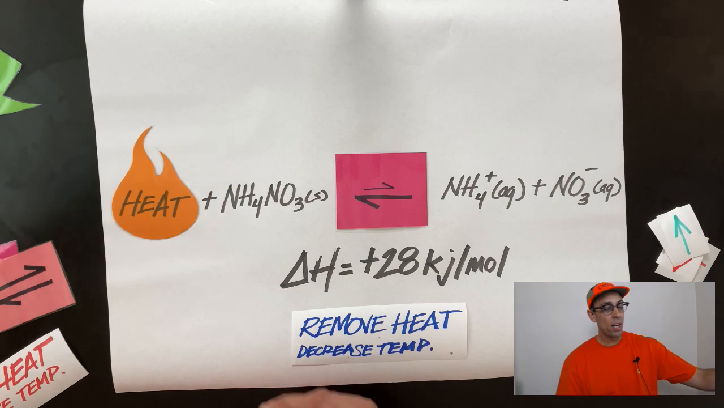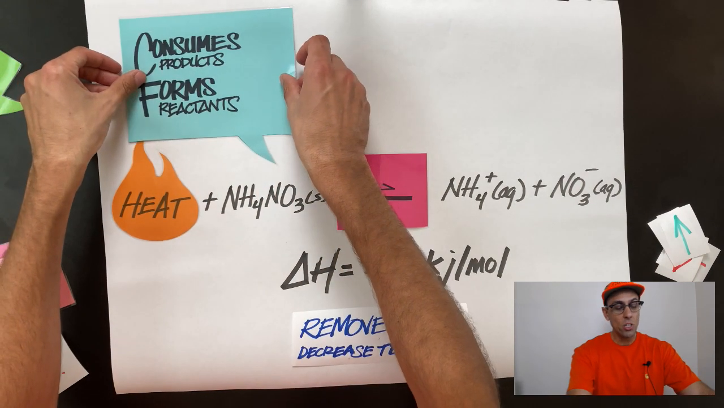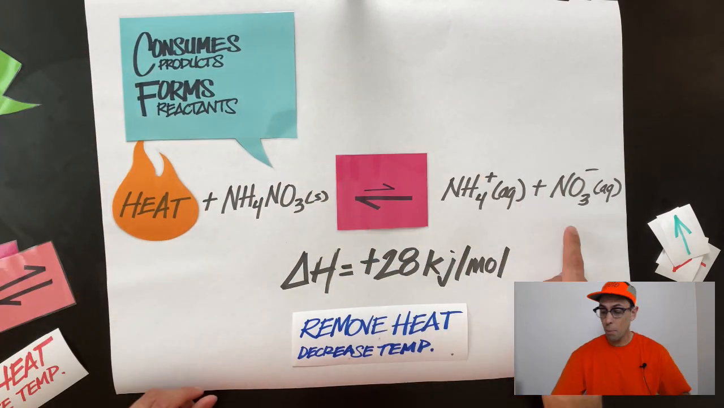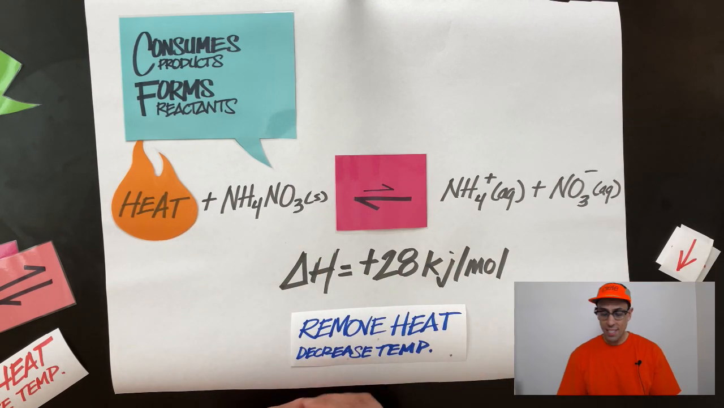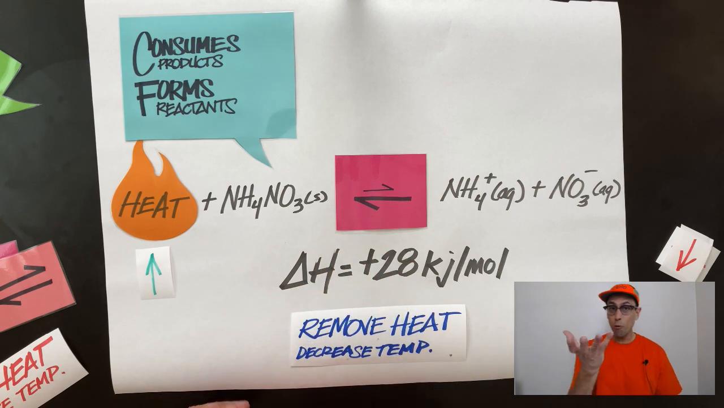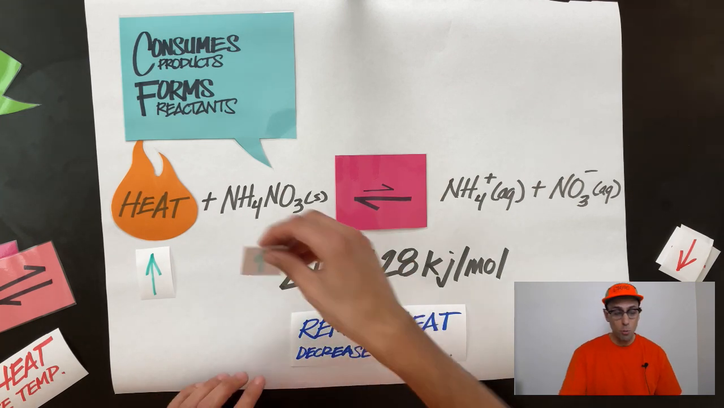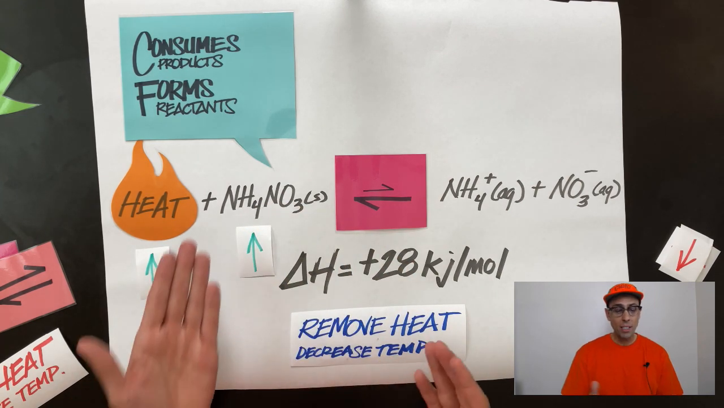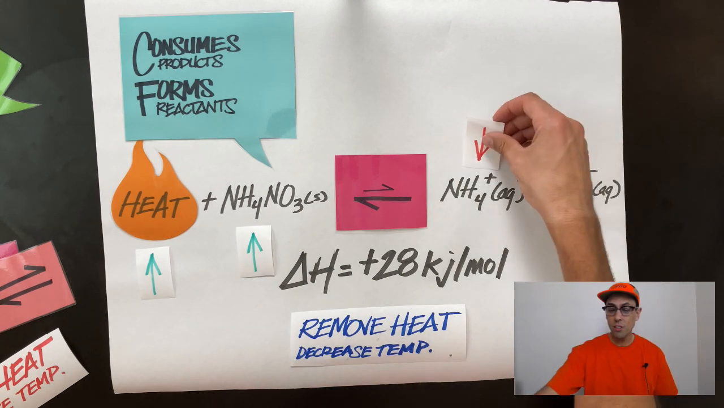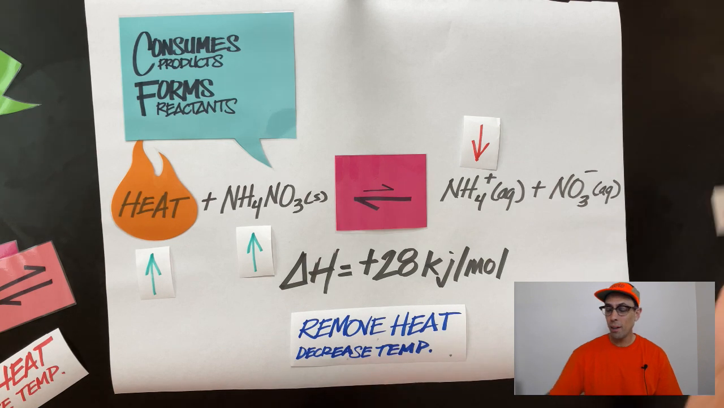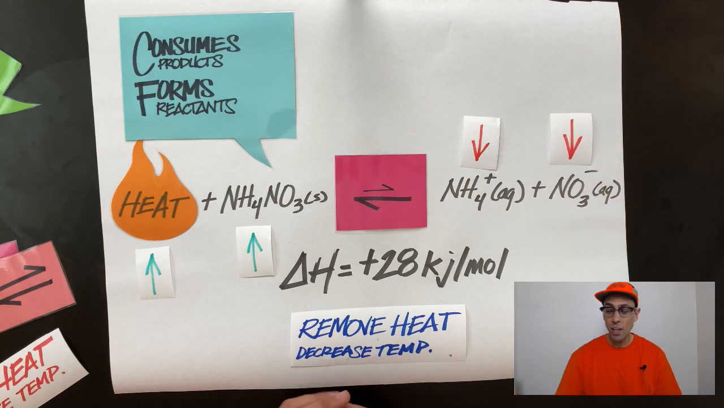In other words, to regain equilibrium, the reaction is going to consume some of the products to form more of the reactants. So we're going to see the amount of heat hopefully go up to replace the heat that was removed, but that means the other reactant, the ammonium nitrate, will have to go up as well. And we would expect to see the concentration of our two products, the ammonium ion and the nitrate ion, decrease. Okay, let's check for comprehension and do some practice problems together.